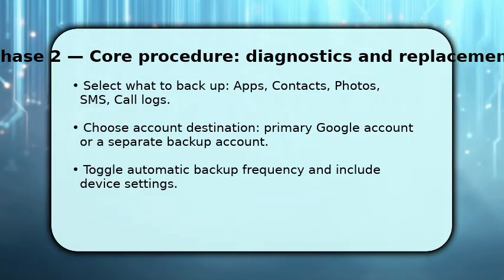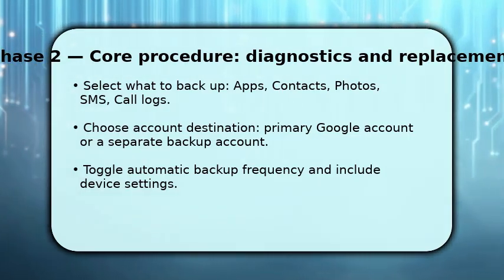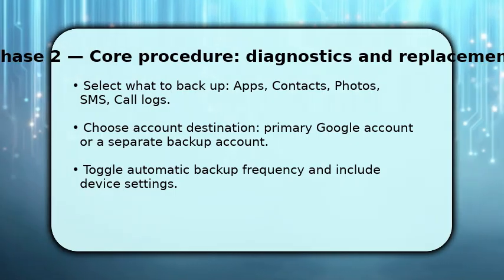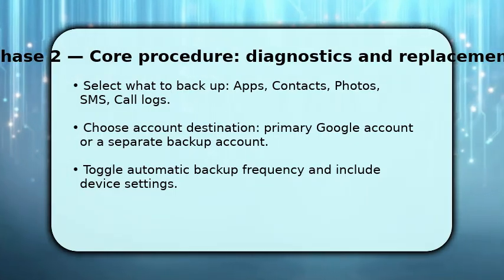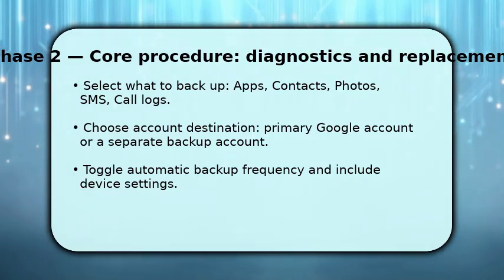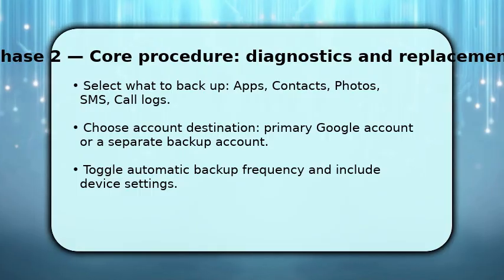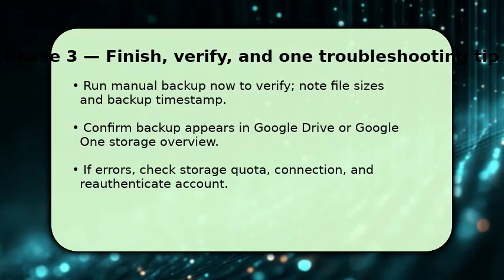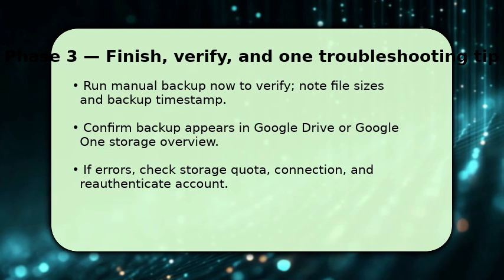Once selected, enable automatic backup frequency and include device settings and app data so restores are complete. You do this because targeted backups reduce storage use and speed restores, and a separate account adds security and clarity when troubleshooting. You finish by running a manual backup to verify everything uploads.